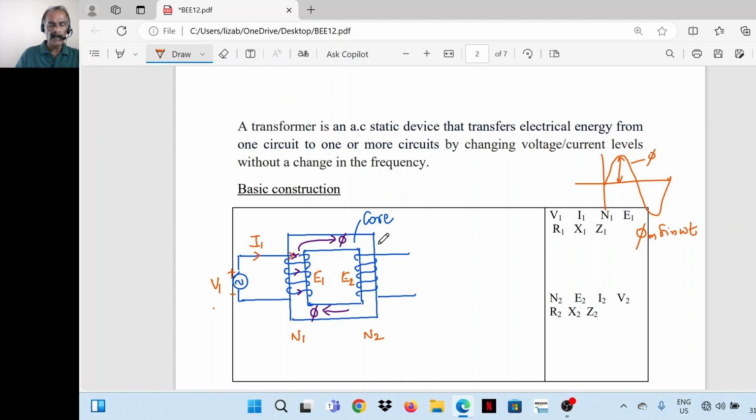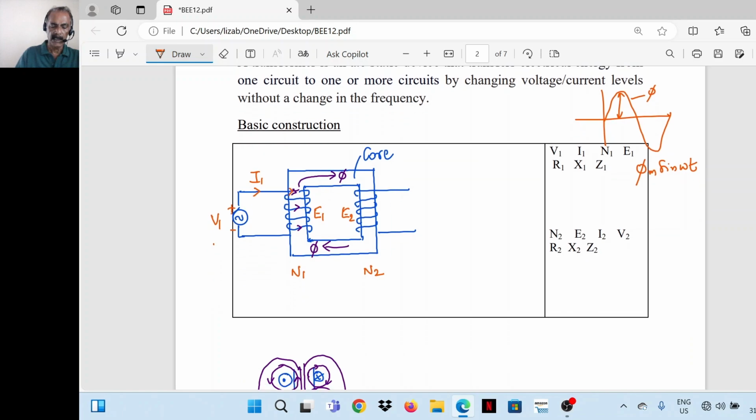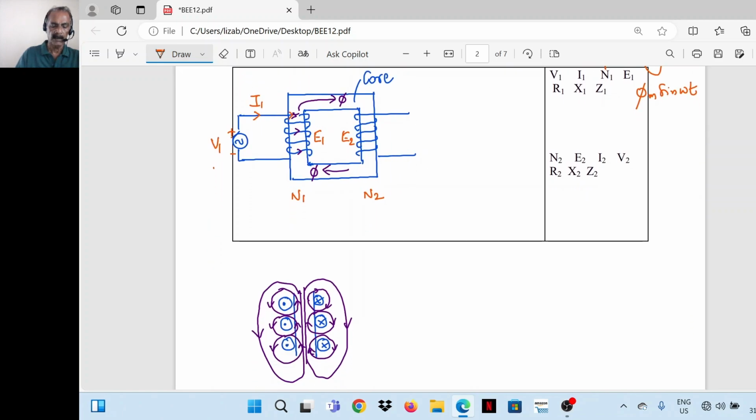Now, the entire flux produced by the primary current will not complete its path through the core, but a portion completes its path through air.